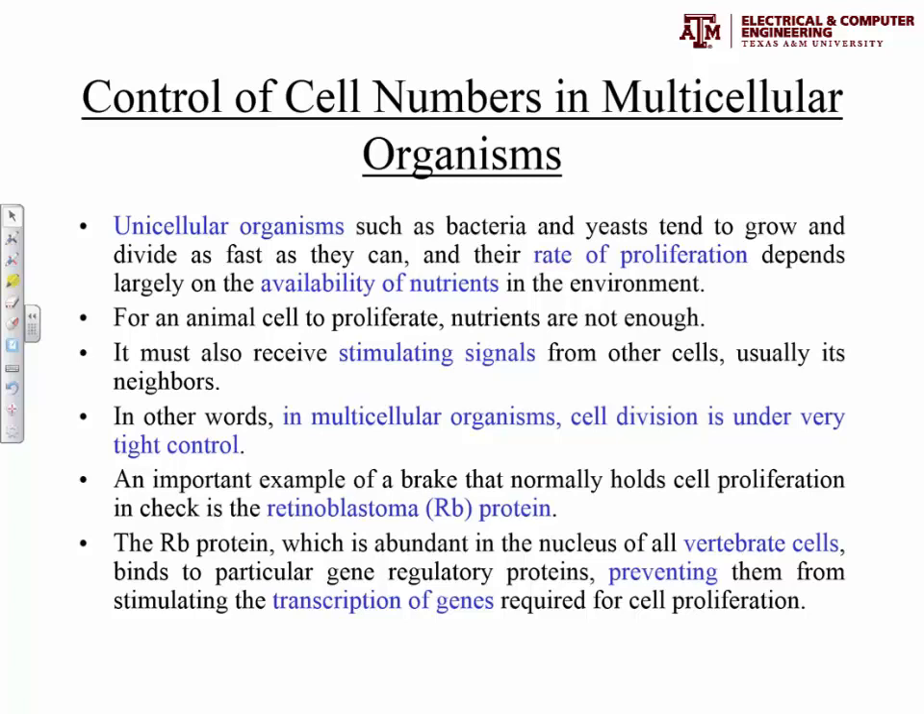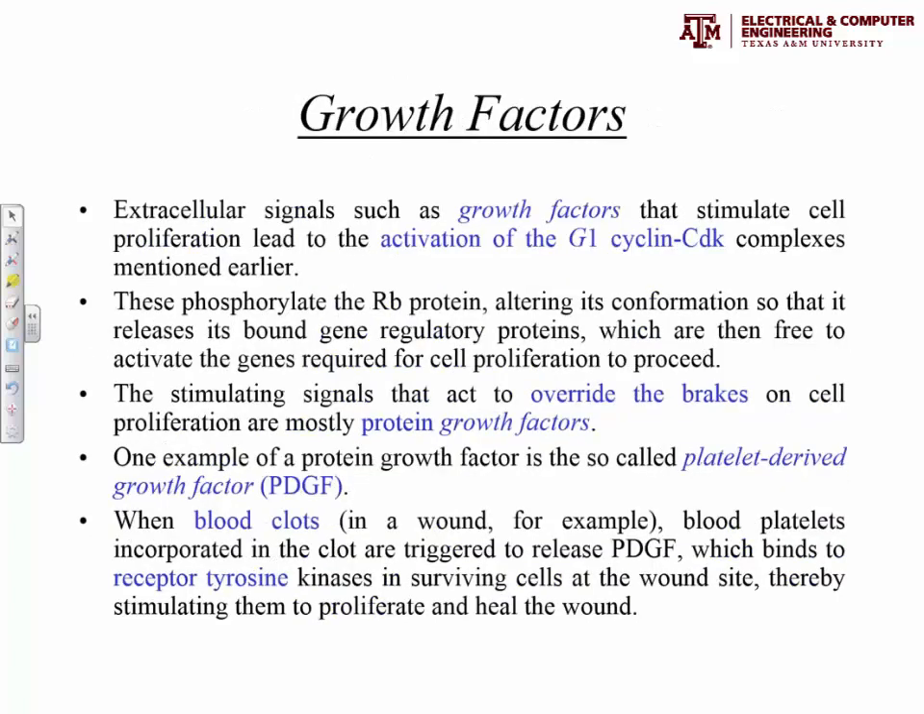Now, if there are external signals telling the cell to divide, like some growth factor comes and binds the cell membrane, the cell needs to divide. In response to that, it'll let go of that brake, and then the cell can divide. So extracellular signals such as growth factors that stimulate cell proliferation will lead to the activation of the G1 cyclin-CDK complexes mentioned earlier. These will phosphorylate the retinoblastoma protein, altering its conformation.